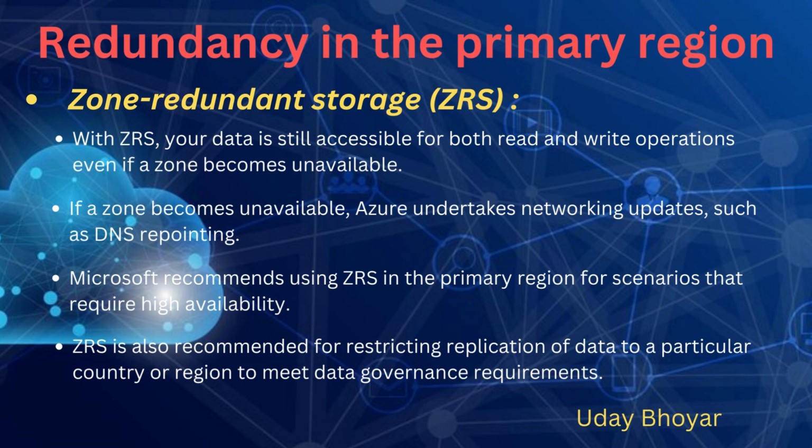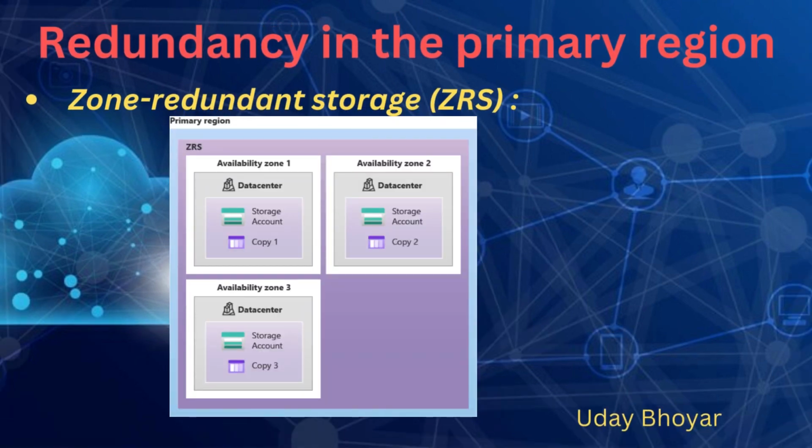If a zone becomes unavailable, Azure undertakes networking updates such as DNS repointing. Microsoft recommends using zone redundant storage in the primary region for scenarios that require high availability. Zone redundant storage is also recommended for restricting replication of data to a particular country or region to meet data governance requirements. Through this image, we can see that multiple copies of the data are stored at different data centers which are available at different zones throughout the primary region.